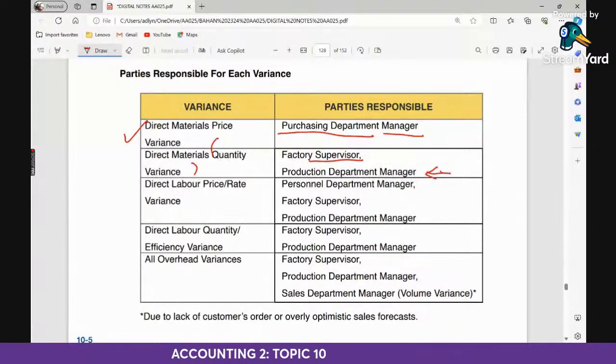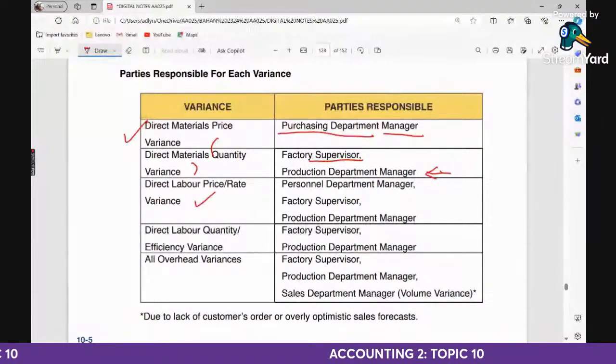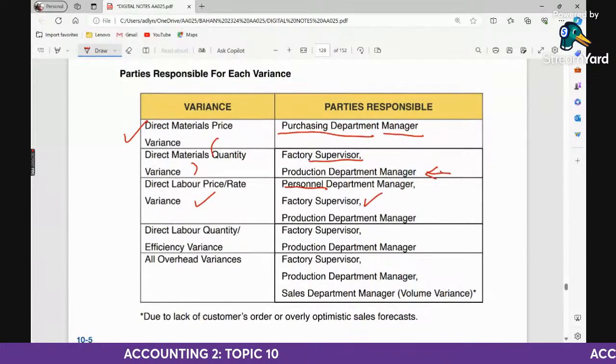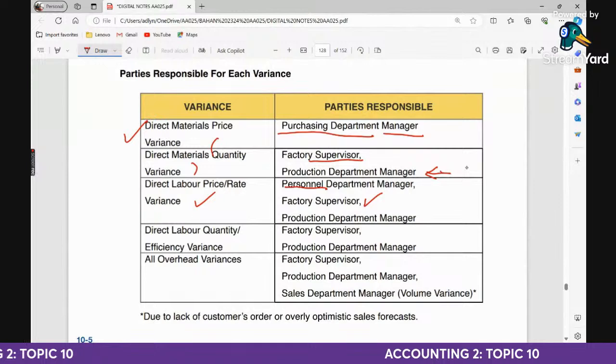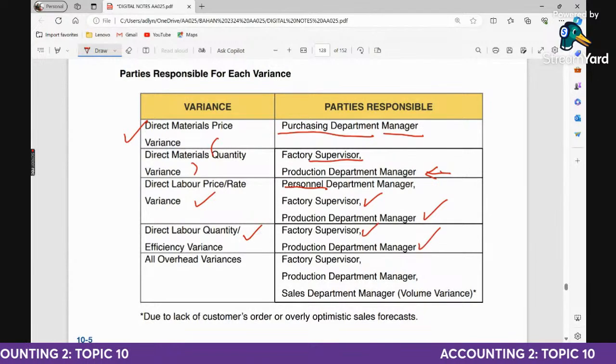Okay, alright, for direct labor price and rate, orang yang bertanggungjawab ialah personnel. Ini orang yang jaga pekerja. Okay, factory supervisor punya, sebab mereka yang memerhatikan siapa yang buat kerja di kilang pada masa tersebut. And also the production department manager. Okay, so untuk direct labor quantity dan efficiency, sama masa kerja supervisor dan juga production department manager.